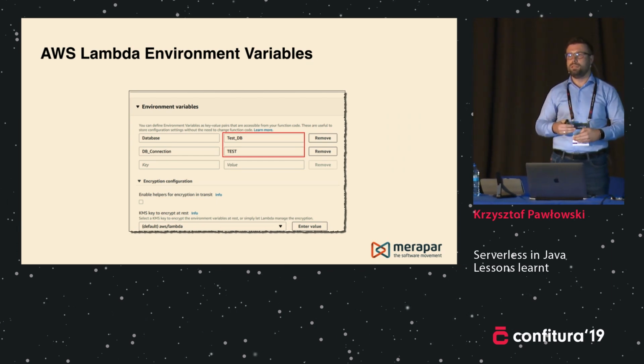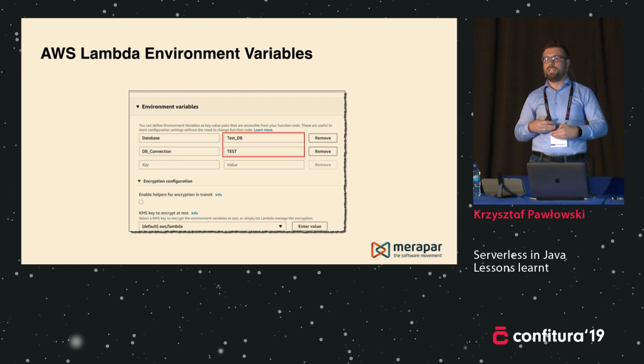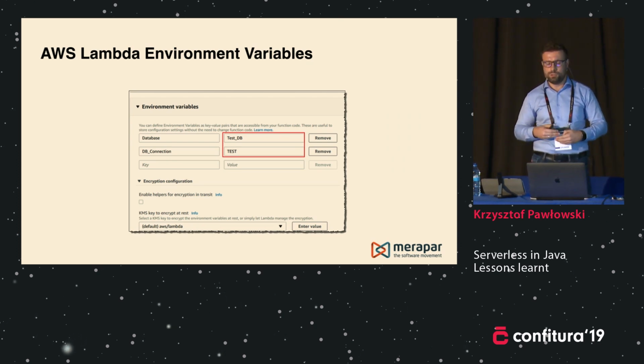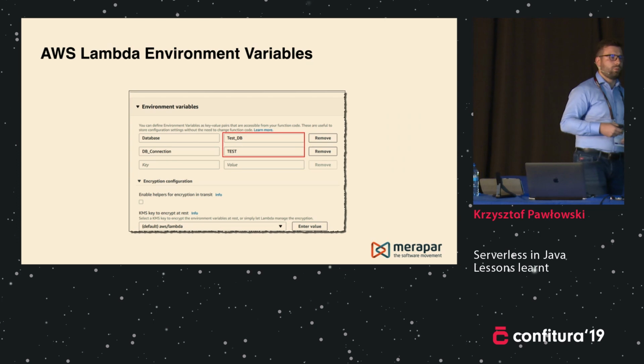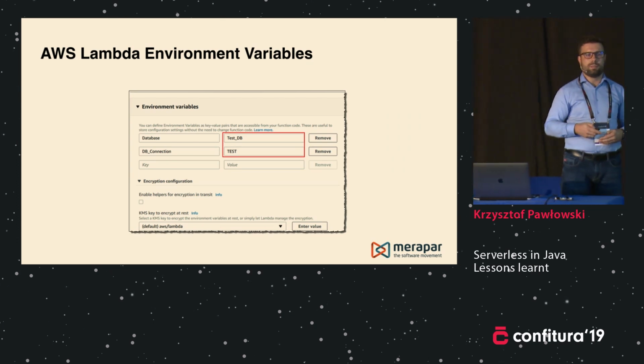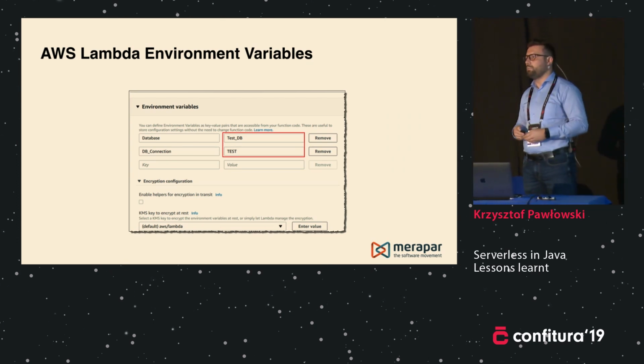So it's really easy, but you need to take care of this while developing your Lambda function. You need to take the configuration from environment variables instead of some config file, which would then be embedded in the jar file.